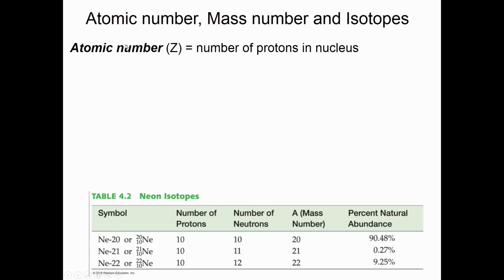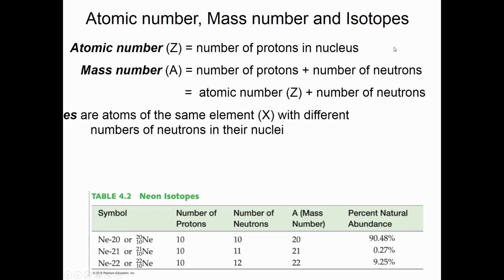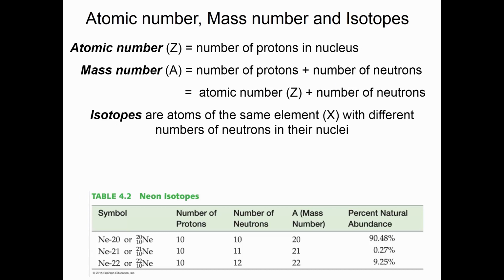So we've already talked about the atomic number is the number of protons in the nucleus. This number is on the periodic table, so we can look it up for any element. The mass number is a number now that we'll introduce as we talk about this idea of isotopes. The mass number is the number of protons plus the number of neutrons. So these two added together. We can also think of it as the atomic number plus the number of neutrons. That would be saying the same thing. And isotopes are atoms of the same elements that are different based on the number of neutrons they have.